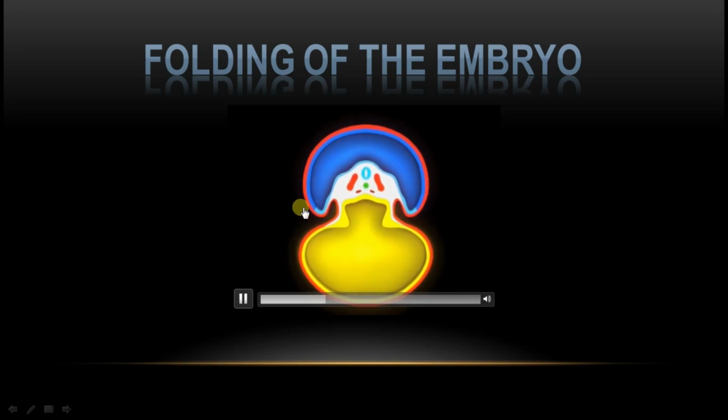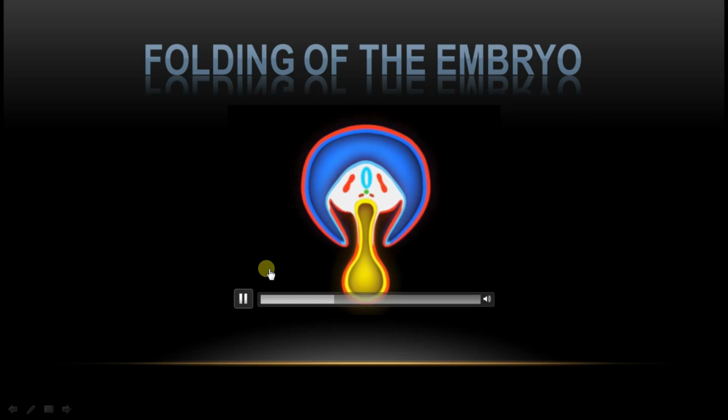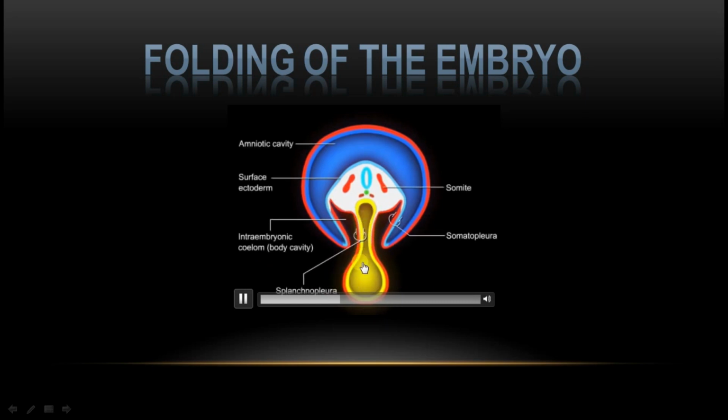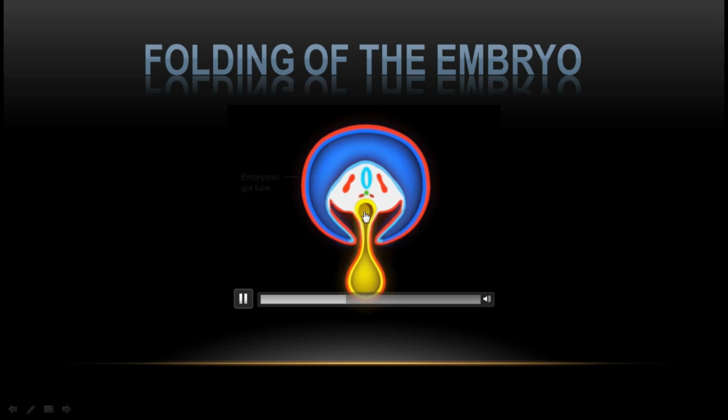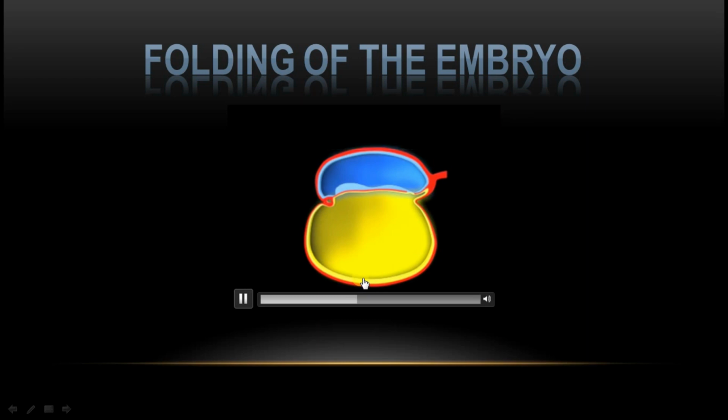So slowly when the foldings are taking place, you are able to see that the yolk sac is getting absorbed. The yolk sac is actually getting absorbed as the gut tube, and there is only a narrow communication between your gut and the yolk sac, which is called the vitelline duct.